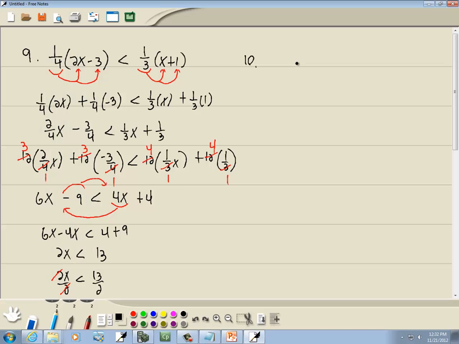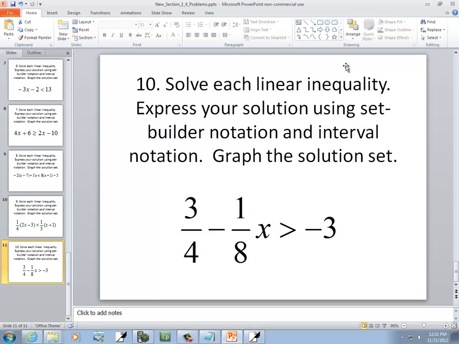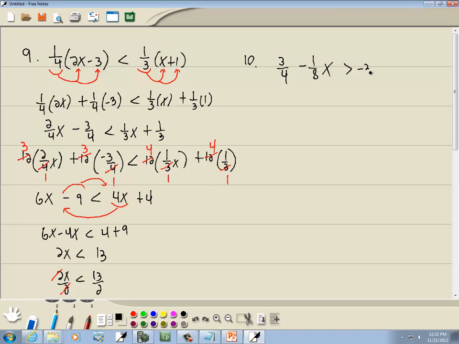Okay, so we got 3/4 minus 1/8 x is greater than negative 3. First step, get rid of parentheses. Don't have any. Second step, get rid of fractions. Multiply everything by the LCM of all your denominators. I got 4 and I got 8, so our LCM would be 8. So multiply everything by 8.